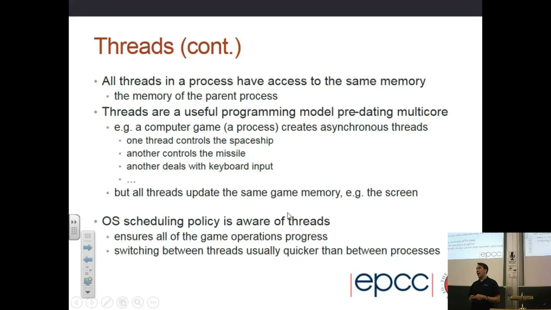And the operating system is aware of threads. For example, it will make sure that it runs them all. So, for example, you want all the game operations to proceed, so the operating system will make sure that the threads get some fair share. The only difference between threads and processes is that switching between threads is usually quicker than switching between processes. If you're running a thread on a particular CPU core, you deschedule it and launch another thread, that tends to be quicker than descheduling a process. The reason is that all the threads share the same memory, the same virtual memory setup. You don't need to mess around with the memory mappings.